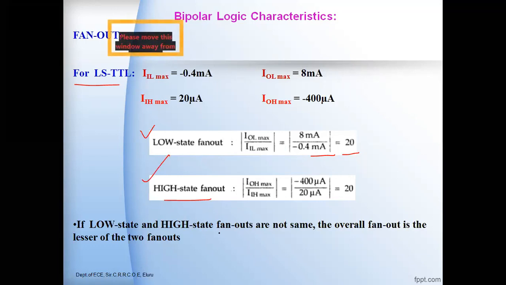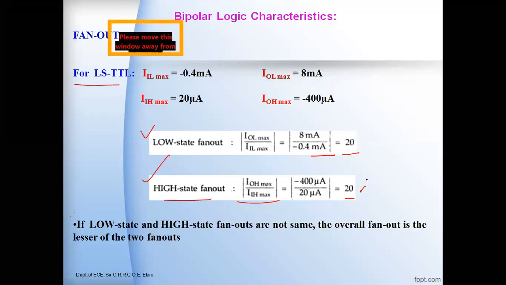Now take the second one, the high state fan out. It is the ratio of IOH maximum to IIH maximum. This value also gives 20. So the DC fan out during the low state is 20, and during the high state the DC fan out is 20. Therefore, the fan out of the given TTL gate is 20 here.